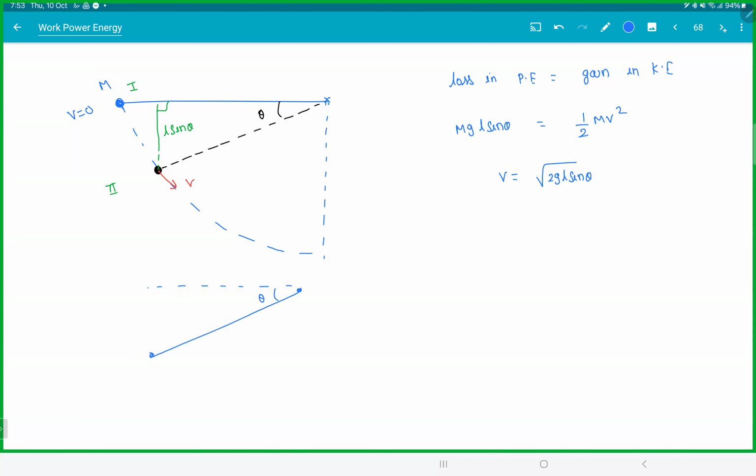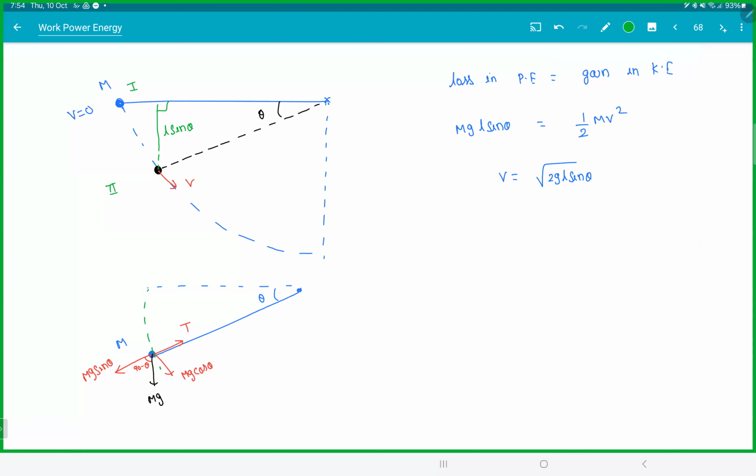So this is theta here. This is your mass m. If you draw the free body diagram, this will be tension. This is mg. This would be theta, so this is 90 minus theta actually. So this component would be mg sine theta. This would be mg cos theta. Those are mg components.